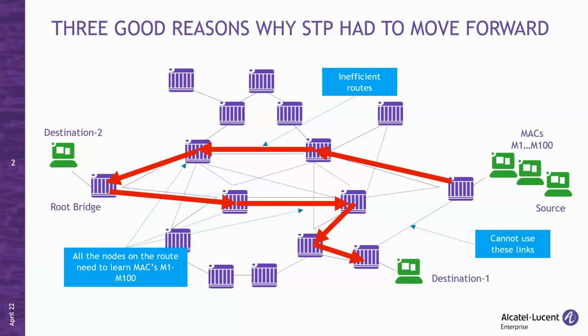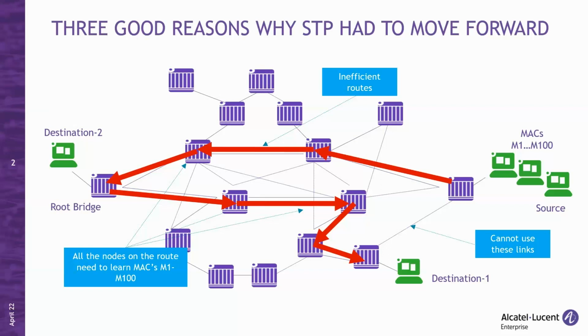The two nodes on the far right part of the slide have a direct link between them, but unfortunately, that link is disabled by spanning tree, which means that traffic between devices connected to those two nodes is forced to take the much longer path passing through the root bridge.